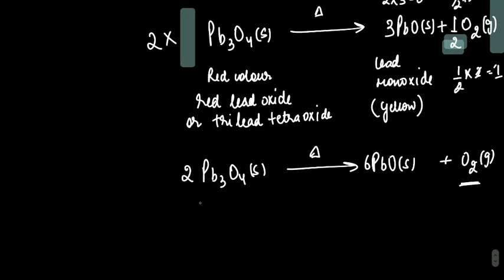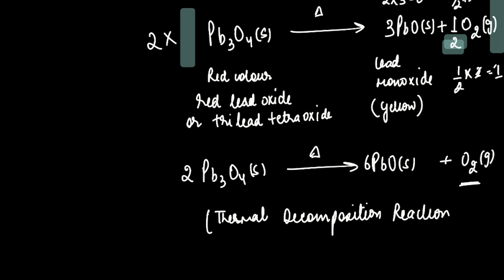So this can be called a thermal decomposition reaction, because again we are decomposing. Whenever we need to find a thermal decomposition reaction, we need to see the left hand side. The reactant should be just one. There shouldn't be two reactants, there should be only one reactant. That's the identity of a decomposition reaction. So we can call it a thermal decomposition reaction.